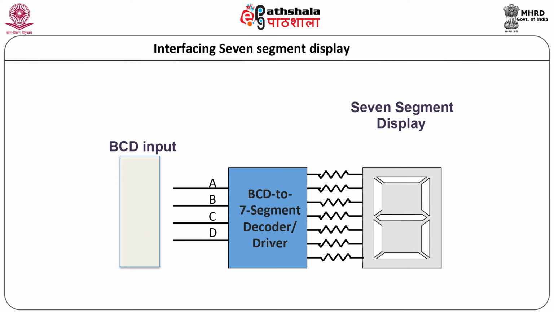Let us now consider display of decimal number 2. If BCD input is 0 0 1 0, then decoder generates output to display decimal number 2. Let us now study the required inputs and outputs for displaying 3. When BCD input is 0 0 1 1, then decoder generates output so that decimal number 3 is displayed. This is true for all binary codes.